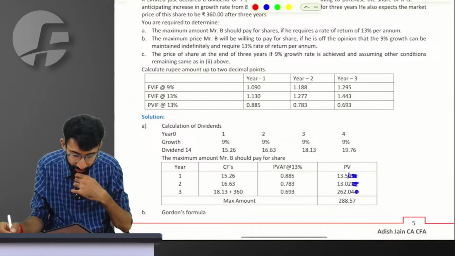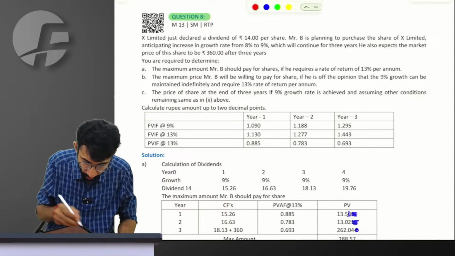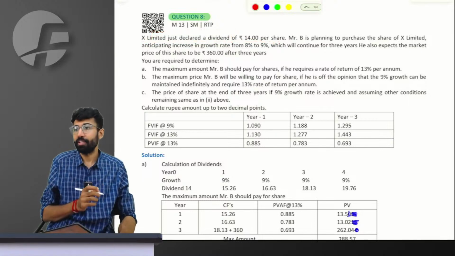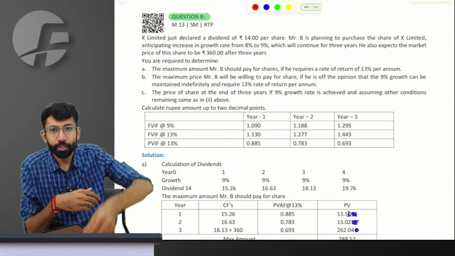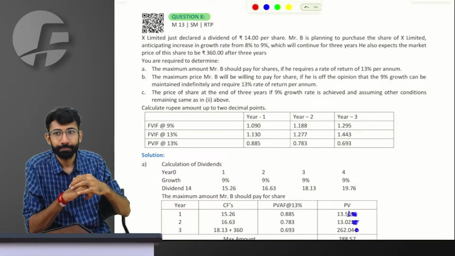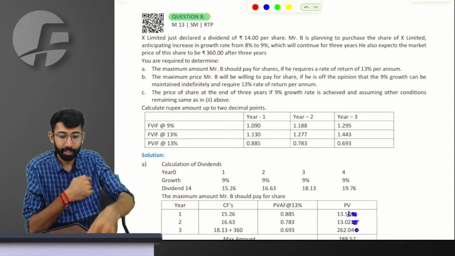Is 14 D1 or D0? Let us read it again. X Limited just declared the dividend of rupees 14. Sahil, you have just declared it. Thank God you asked it. It will be helpful to all the students to understand if anyone else is getting confused.